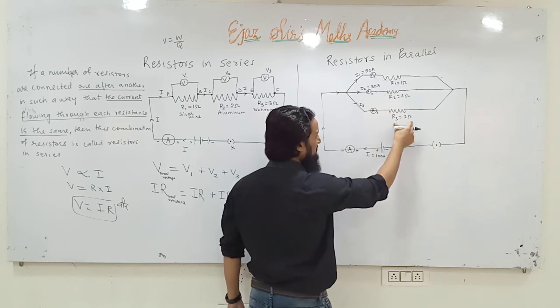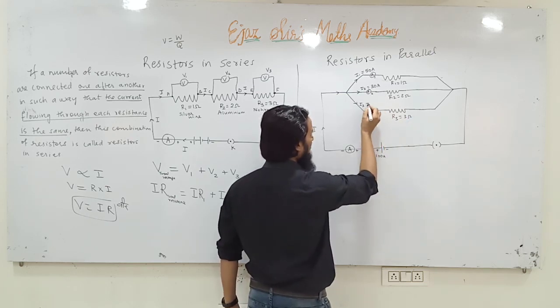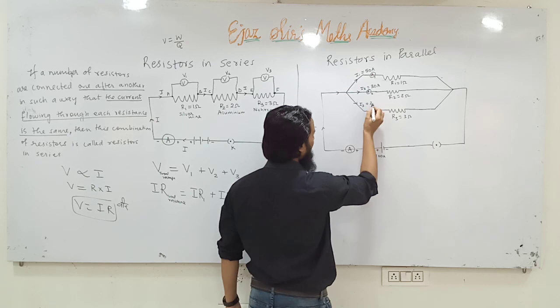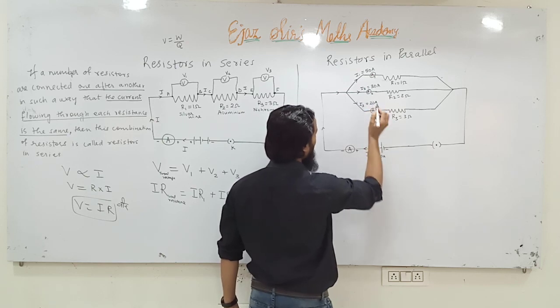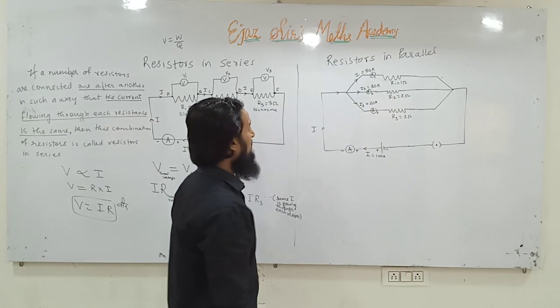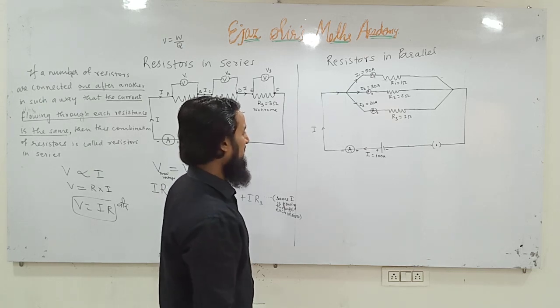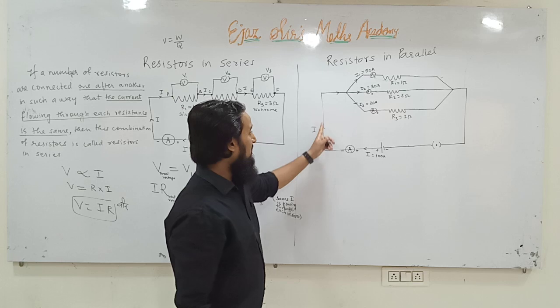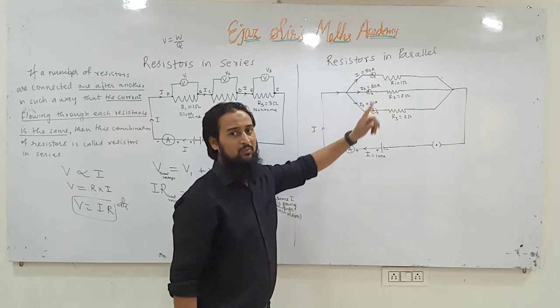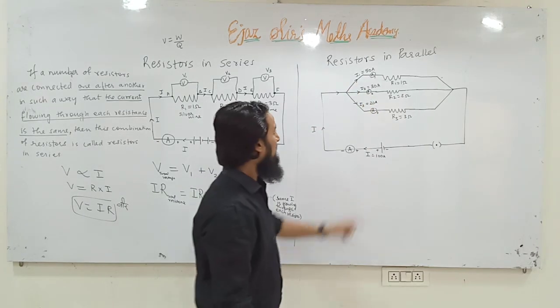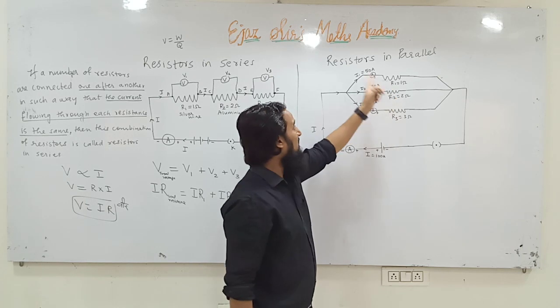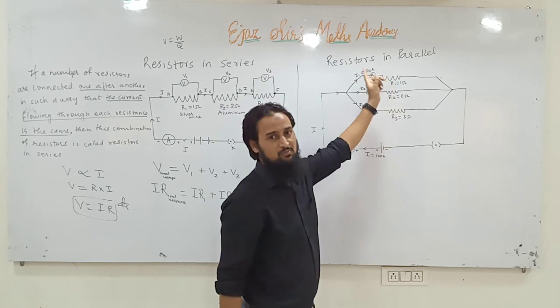Here the resistance is maximum, 3 ohms, so the current will be minimum. Let us say this is 20 amperes only. So 50 plus 30 is equal to 80, plus 20 will be 100. The total current coming here is divided into 3 branches, and the current has options here. If the resistance is minimum, the maximum current will flow through this path.